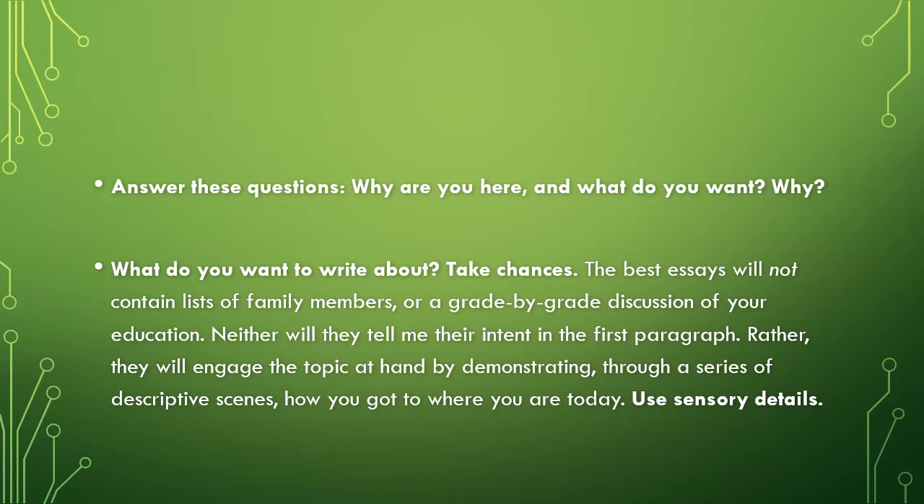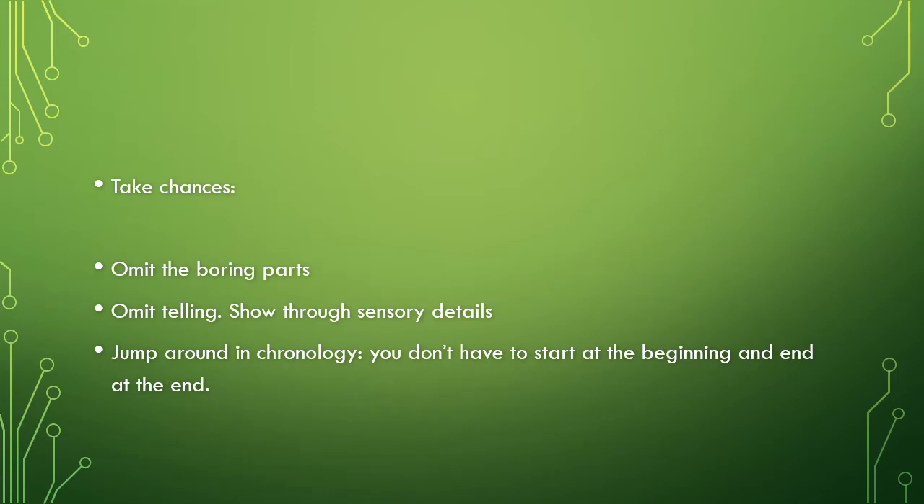Don't list off family members. Don't list off grade by grade, in first grade, in second grade, and third grade. It's super boring to do that, right? You want to break out of that box. You want to take risks. Use sensory details to do this. Omit the boring parts, right? Show me through sensory details. Don't feel like you have to start at grade 1 and go all the way to grade 12. Skip the boring parts, jump around in chronology, arrange things, right? You don't have to start at the beginning or end at the end. You can start wherever you think is most interesting and you can craft a narrative that way.